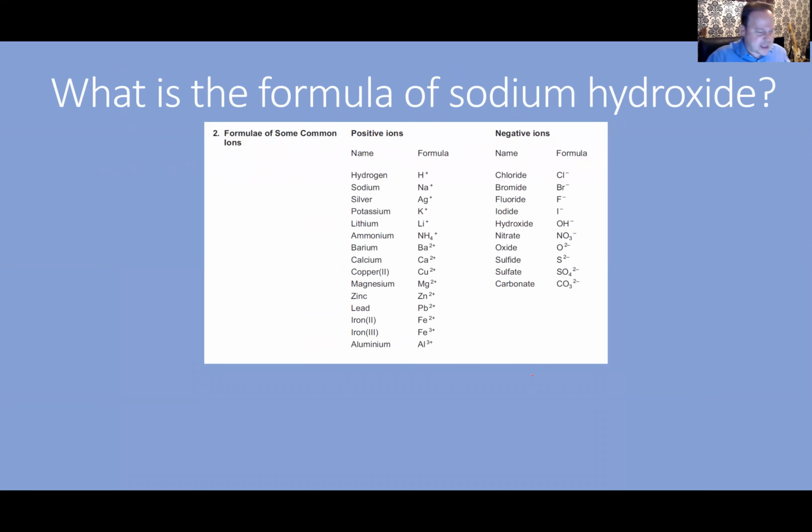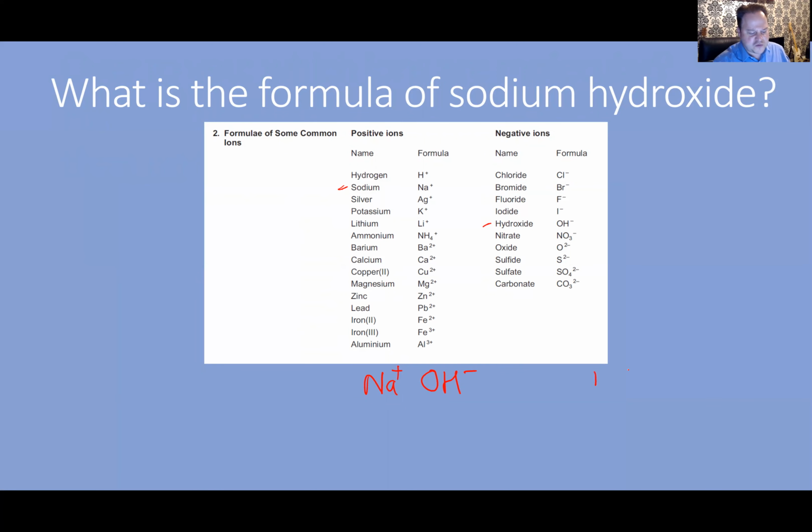Okay, so let's have a look at an example. What is the formula of sodium hydroxide? So just like the examples on the previous video, you find the ions. There is sodium and there is hydroxide. So just like before, write them out next to each other. Na is single plus, hydroxide is OH minus.